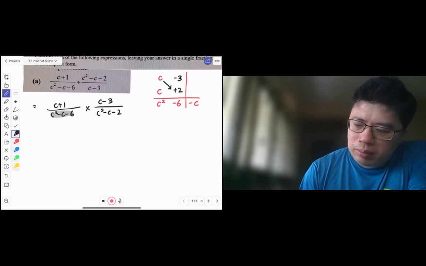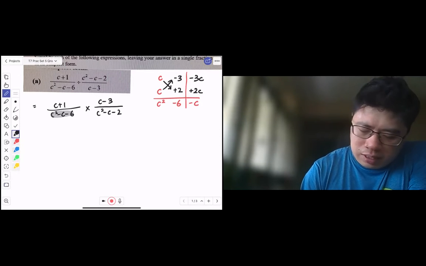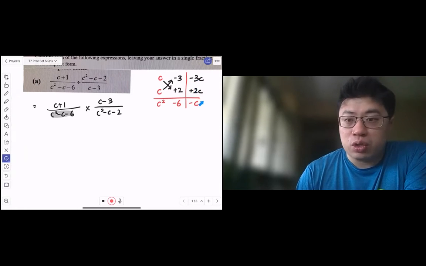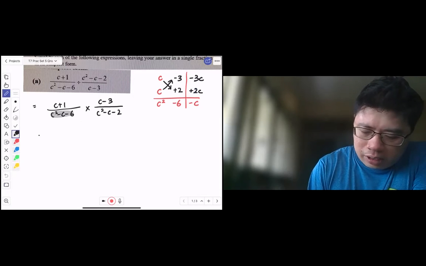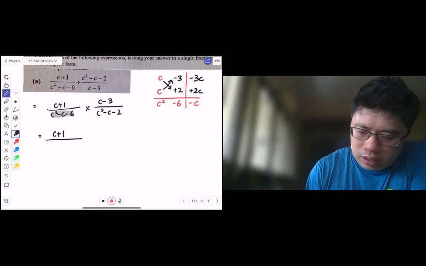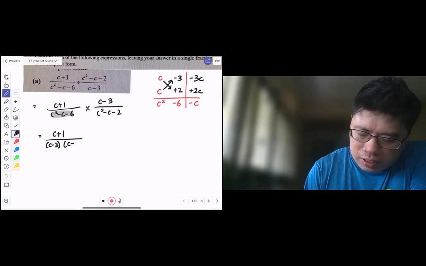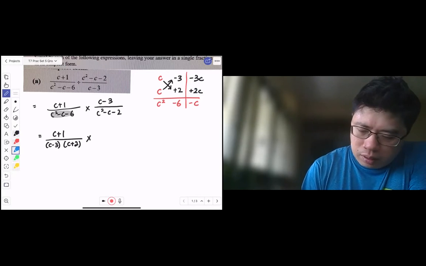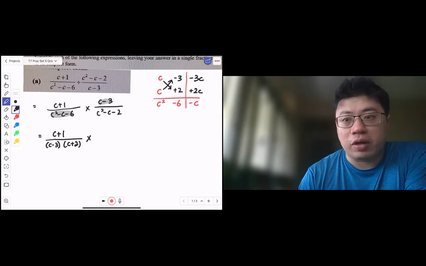So c multiplied by 2 will give me positive 2c. c multiplied by negative 3 will give me negative 3c. And you can see that negative 3c plus 2c indeed gives me a negative c. From here, I can identify that this term is basically c minus 3 multiplied with c plus 2. On the right hand side, I'm going to do the same. Now c minus 3 is already in its simplest form, so I'm not going to factorize it further.